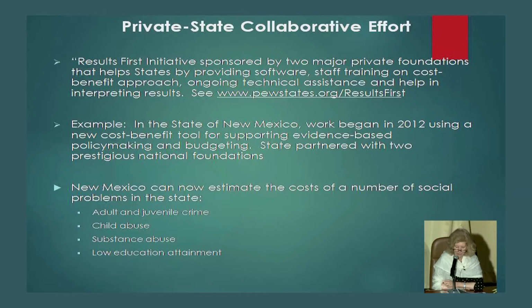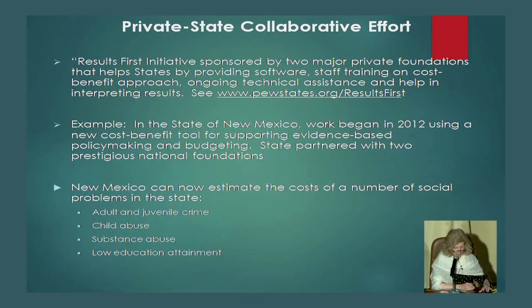One of these efforts is called the Results First Initiative, and this doesn't even involve the federal government at all. It's two national organizations, Pew and, I can't remember the other, the MacArthur Foundation. They provided a lot of money and technical assistance to selected states, such as New Mexico, which is a very, very poor state, to do the kind of analysis that New Mexico wasn't able to do on its own.